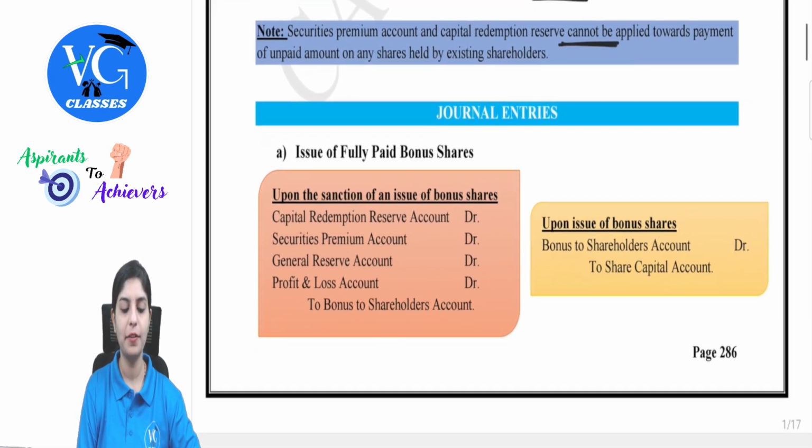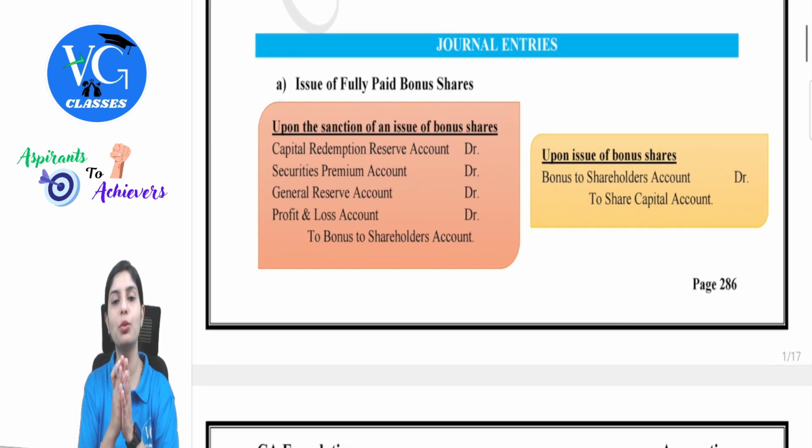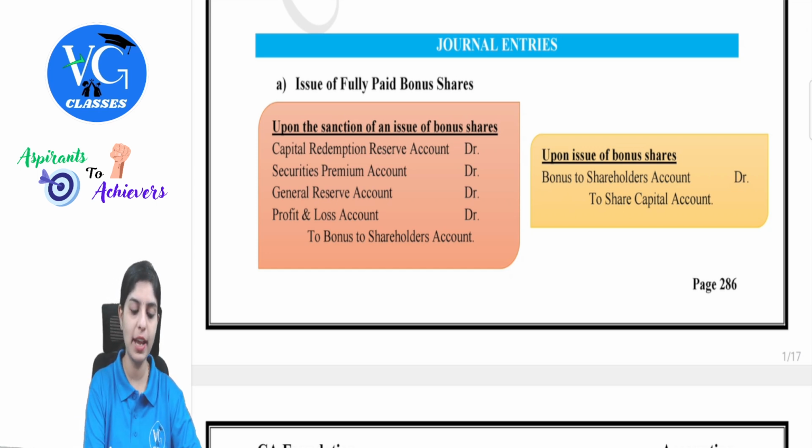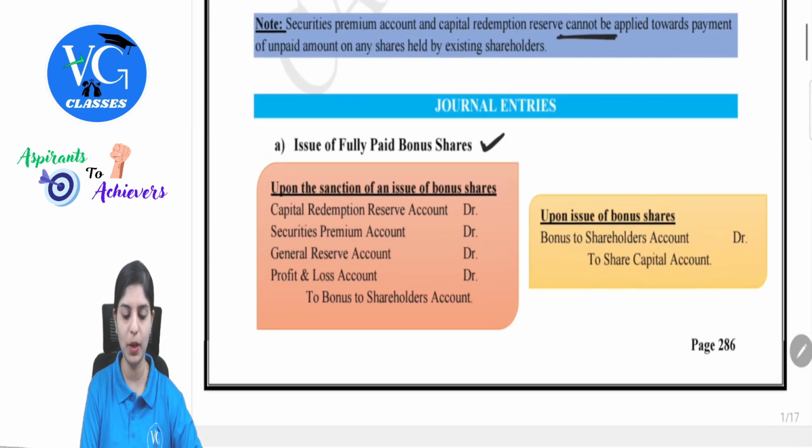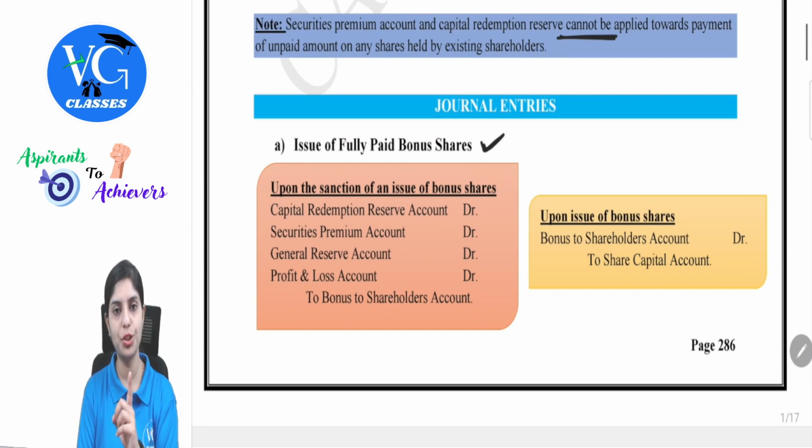After understanding this, we are now going forward to know the journal entries. We understood issue of bonus shares can be observed in two scenarios. That is where I have written issue of fully paid bonus shares and conversion of partly paid into fully paid shares. We will understand the entries one by one. Issue of fully paid bonus shares.